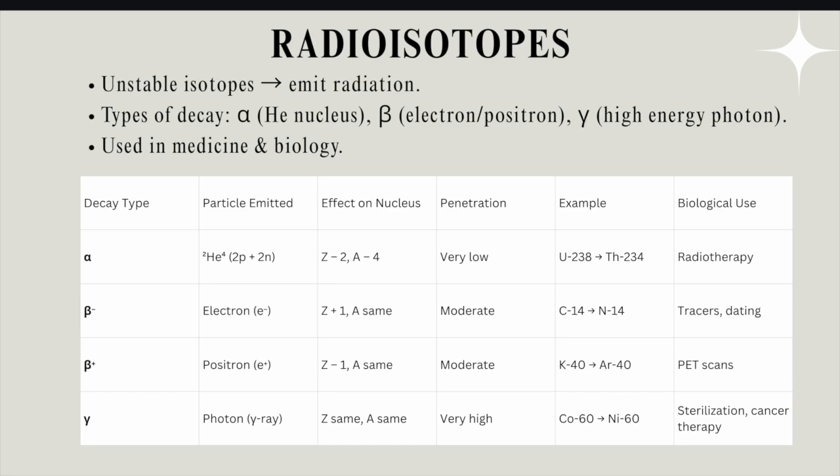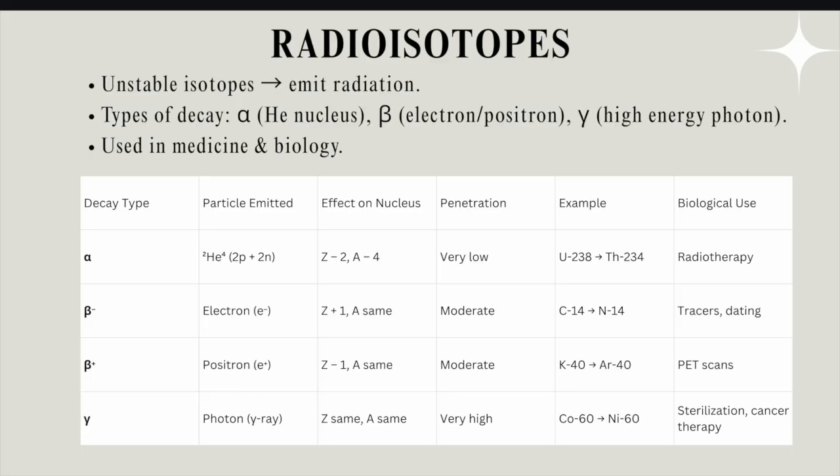In alpha decay, a helium nucleus will be emitted. So there will be a change. You can see in the table what change is there. Z will be decreased by 2, A will be decreased by 4 because a complete helium nucleus is out. And the penetration power is very low. Penetration power is very low means it is a very low energy type of emitting radiation. So it's not that harsh for us. So it is used in radiotherapy, like in cancer treatments.